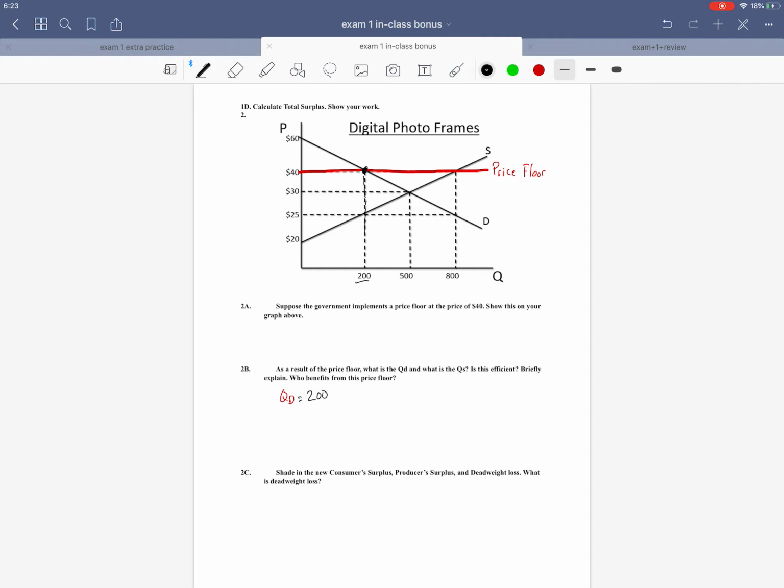And our quantity supplied at $40, it hits our supply curve right here. We see that the corresponding quantity is going to be 800.